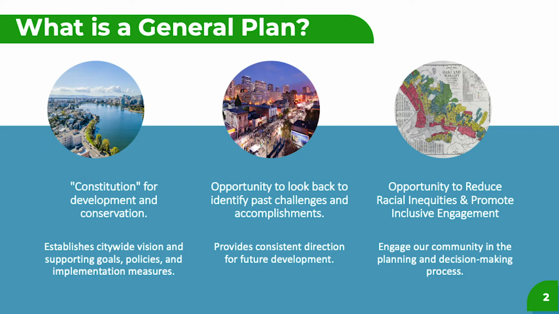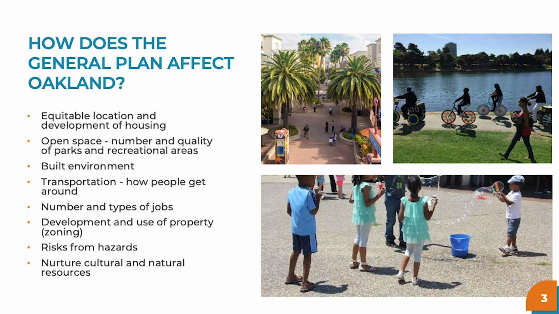decision-making process. The general plan establishes a citywide vision and supporting goals, policies, and implementation measures around the following: the equitable location and development of housing, open space, the number and quality of parks and recreational spaces, the built environment, transportation, how people get around, especially bicyclists, children, persons with disabilities, pedestrians, and seniors. It also impacts who's able to stay and thrive in this economy.